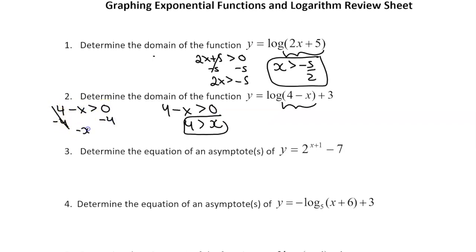If you chose instead to say 4 minus x is greater than 0, and you subtracted 4, then if you divided by a negative 1 to get rid of the negative sign, remember that switches the inequality, and you would say x is less than 4. That means the exact same thing. So both are good answers.